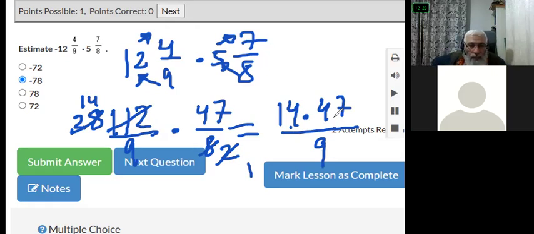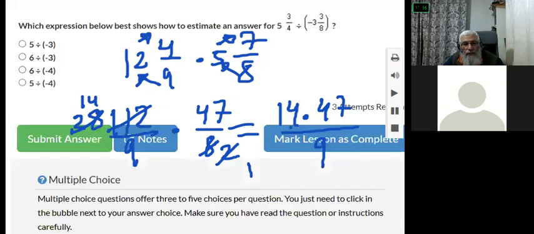How can this be negative? Is this negative times negative, or negative times positive, correct? Let's choose negative 72. Correct.